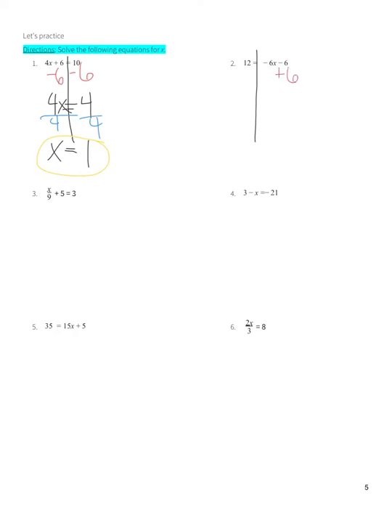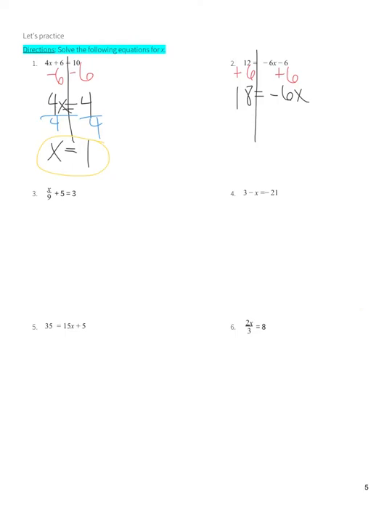So plus 6, plus 6. After I do that, I am left with 12 plus 6 is, I have 18 on this side, and I'm left with negative 6x. Why is that? Negative 6 plus 6 is equal to 0, so that's gone. See you later, bye. And I'm just left with negative 6x.